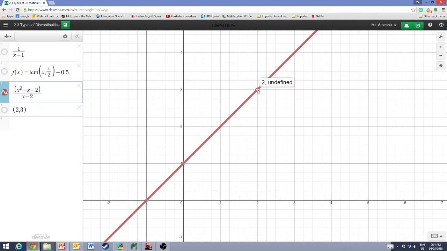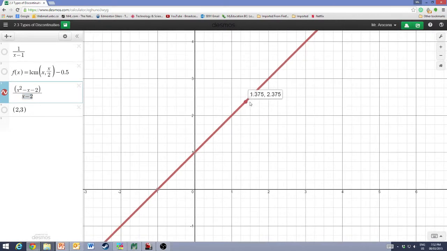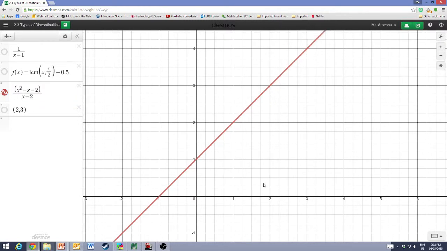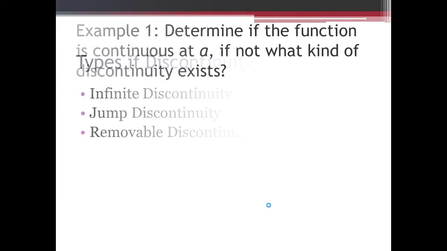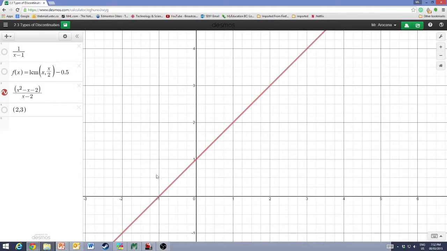The reason for that is because if I look at my function at x equals 2, then I get a division by 0. Okay? But we call this a removable discontinuity because we can plot a function very similar to this original function that will make it continuous everywhere. And that will be my first example.